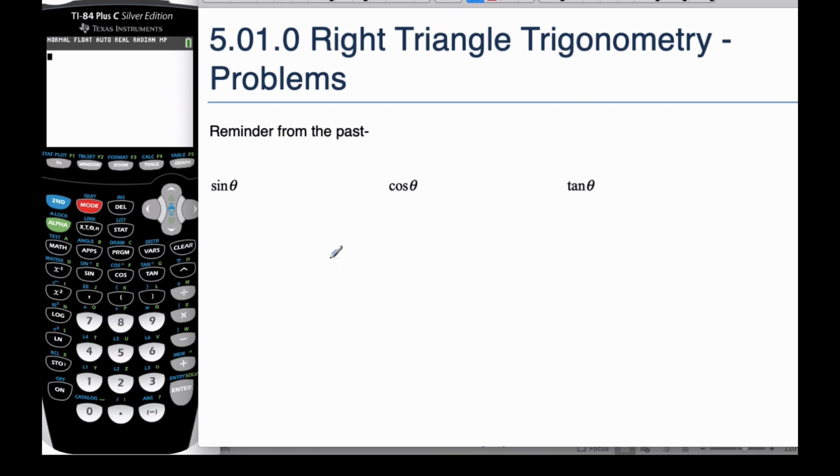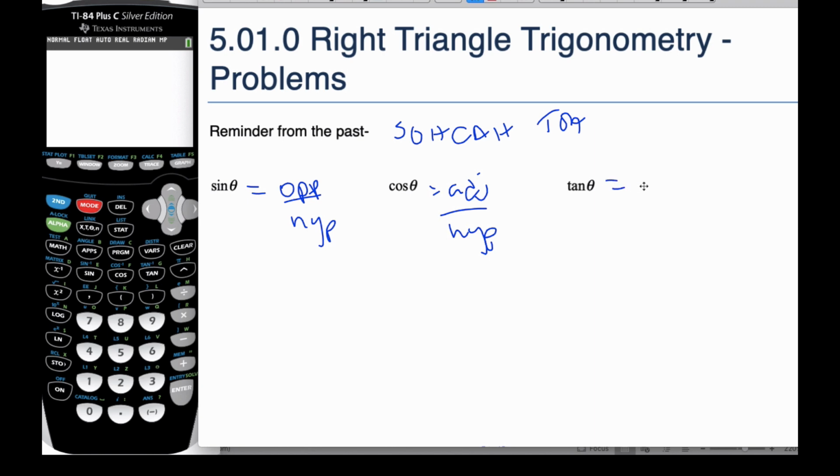Alright everyone, it's Mr. Rops here, and we are going to do right triangle trigonometry problems. As a reminder from the past, when we were doing right triangle trig, I'm going to remind you of SOHCAHTOA. Sine is equal to the opposite over hypotenuse. Cosine is equal to the adjacent over the hypotenuse. And tangent is equal to the opposite over adjacent sides.